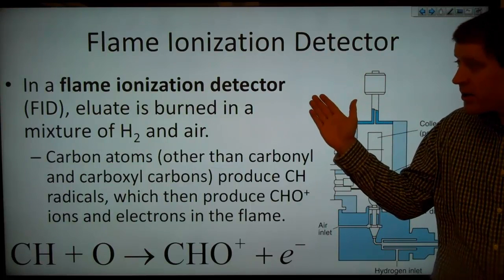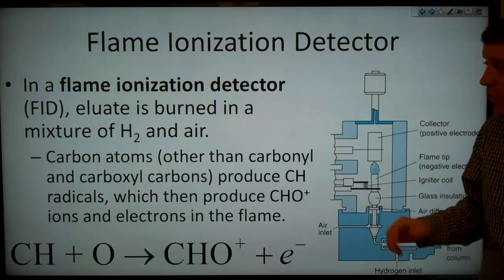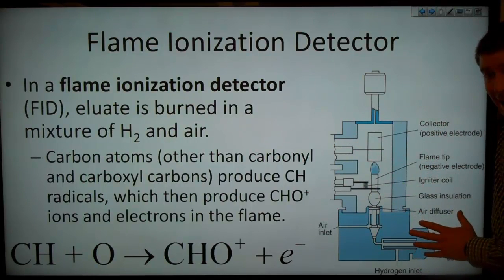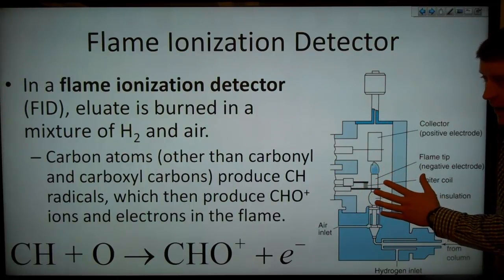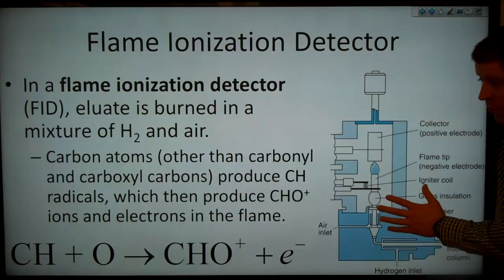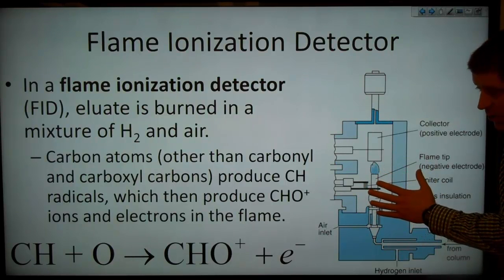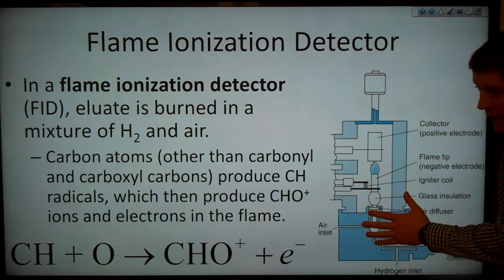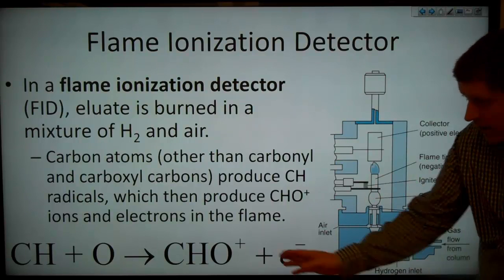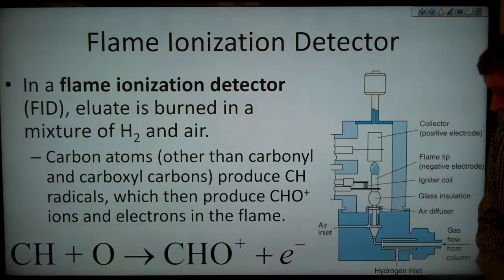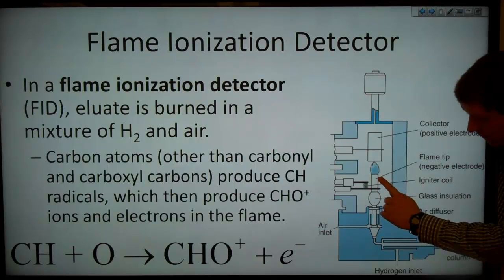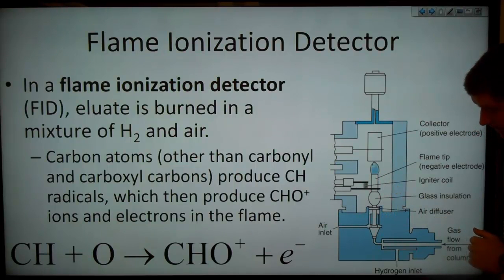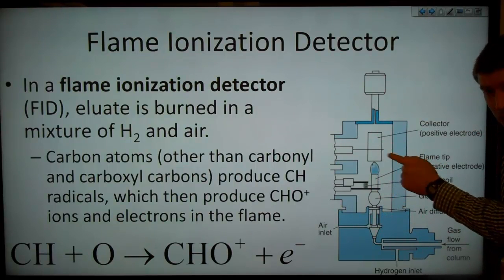In a flame ionization detector, or FID, the eluate is burned in a mixture of hydrogen and air. Now, carbon atoms, other than carbonyl and carboxyl carbons, produce CH radicals, which then produce CHO plus ions and electrons in our flame through a process like this. So we've got here our air inlet, our gas is flowing in from the column, we're burning it here in our flame, and then up here we have a collector.